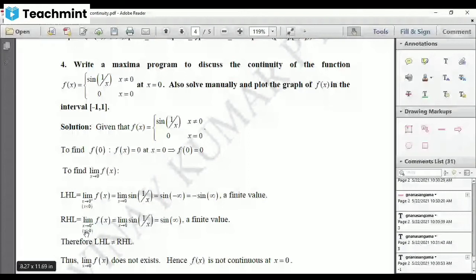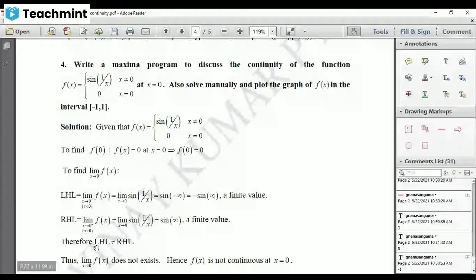So sine of 1 by x. Obviously, when x is positive, 1 by x is going towards plus infinity. So sine of plus infinity is a finite value, because we know that sine lies between minus 1 and plus 1. The sine of any angle gives you a maximum of plus 1 and a minimum of minus 1, so it will not go beyond that. That is the range of the sine graph. But here it's not possible to determine, so they are indeterminate. Therefore, the limit does not exist. Hence, it is not continuous.